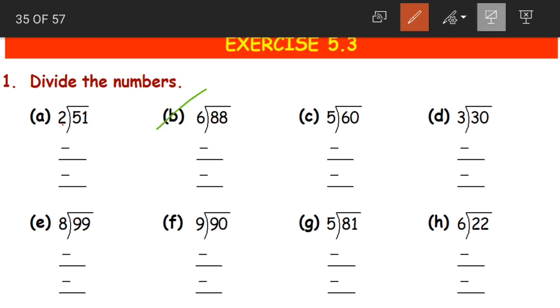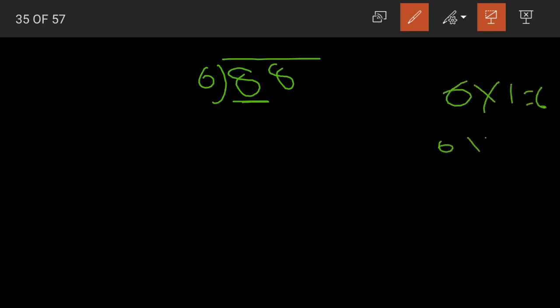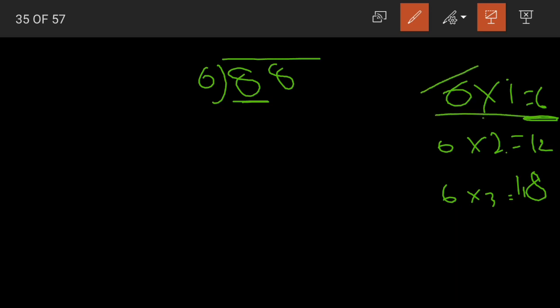Coming to question B. 88 divided by 6. Now, taking only the first digit as it is greater than our divisor. In the 6 table we have 6 1s are 6, 6 2s are 12, 6 3s are 18. Now do we have 8 in the 6 table? No. So it comes between 6 and 12. Which number should we go with? The smaller number or the larger number? Smaller number. Yes, 6 1s are 6.